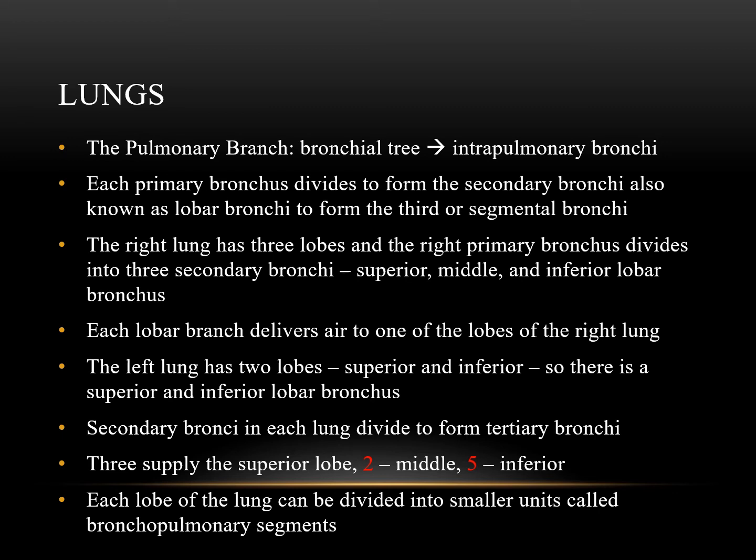Secondary bronchi in each lung divide to form tertiary bronchi. 3 supply the superior lobe, 2 supply the middle lobe, and 5 supply the inferior lobe. Each lobe of the lung can be divided into smaller units called bronchopulmonary segments.